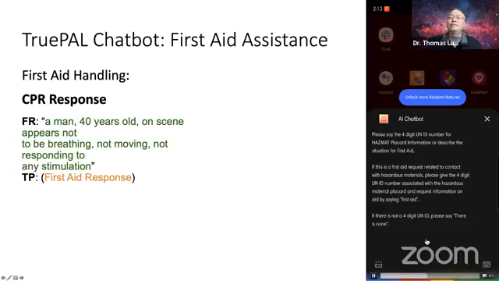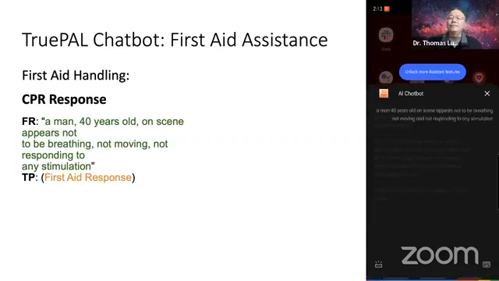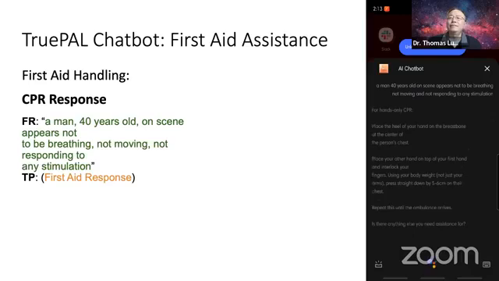A man 40 years old on scene appears not to be breathing, not moving, and not responding to any stimulation. For hands-only CPR, place the heel of your hand on the breastbone at the center of the person's chest. Place your other hand on top.